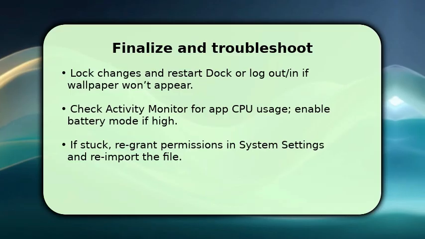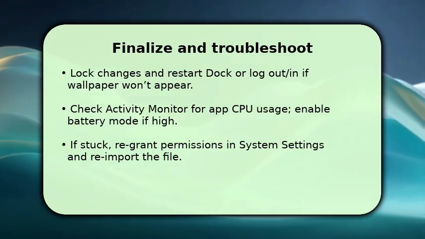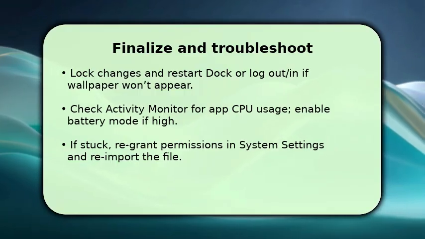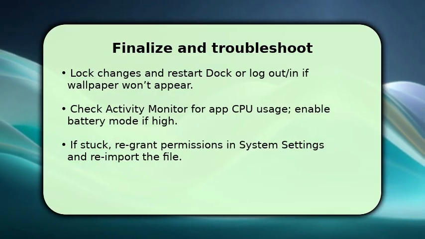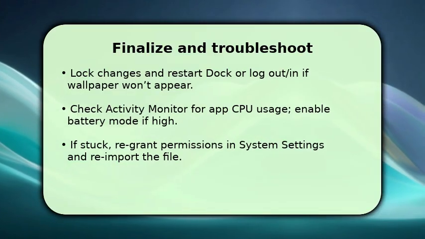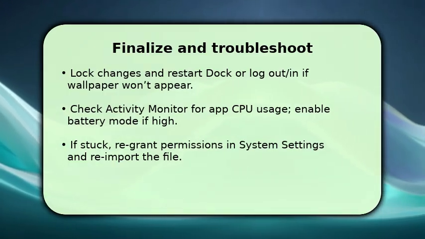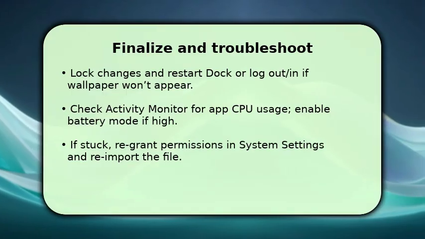If playback is choppy, open Activity Monitor to inspect CPU use and switch the app to battery saving or lower resolution. This preserves performance. If the wallpaper fails to appear, reopen System Settings to re-grant permissions, then re-import the file. This single troubleshooting step fixes most permission-related issues.